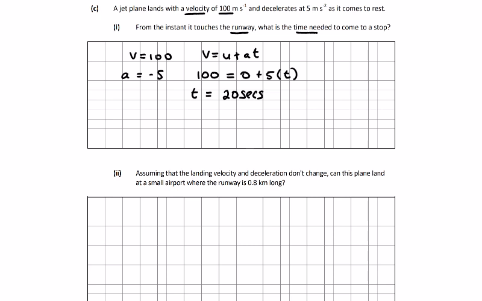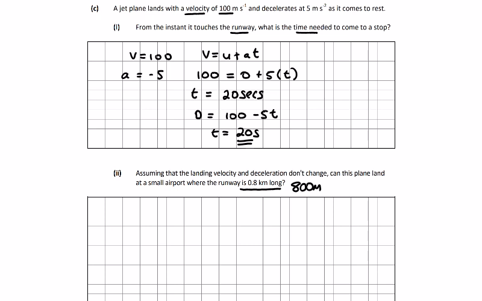Well, actually, that's not correct. It would be v, the final velocity 0, is equal to 100 minus 5t. I should really do that correctly. So t is still 20, but getting your signs correct is important. Assuming the landing velocity and deceleration don't change, can the plane land at a small airport where the runway is 800 meters long?